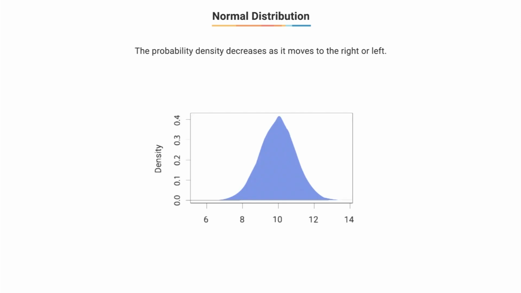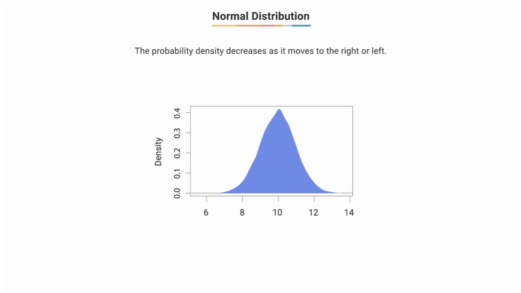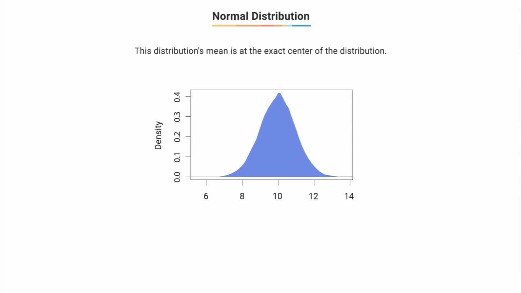We can also see that the probability density starts decreasing as we move towards right or left. Such a plot is known as normal distribution. Just by looking at this distribution, we can make several observations about its characteristics. First, the mean of this distribution, which in our case is 10 minutes, lies in the exact center of this distribution, and this distribution is symmetric around its mean.